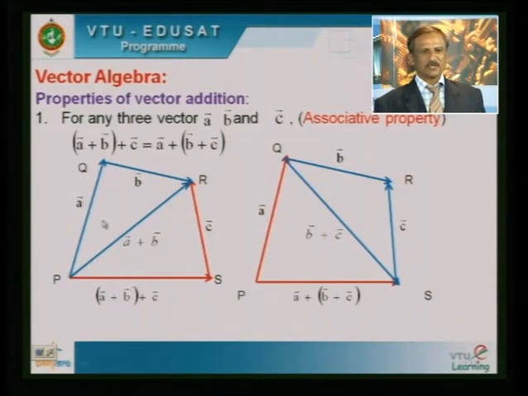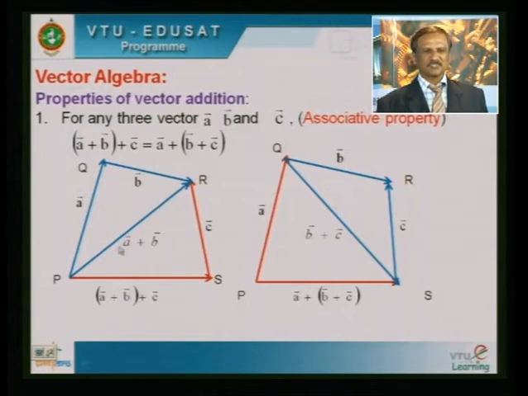Now, as usual, you can take PQ as a vector, you may call it A. And QR is also a vector, call it B. So, you can use the triangle law. PQ plus QR is equal to PR. How do you write? PQ means A, QR means B, so that is equal to PR, A plus B. I hope you will get this vector.